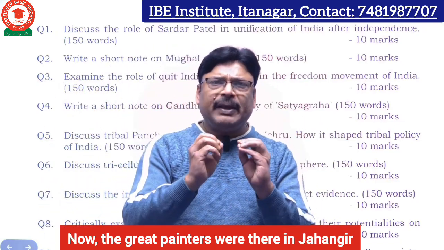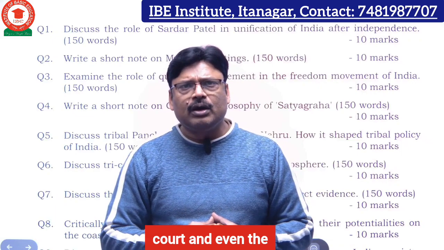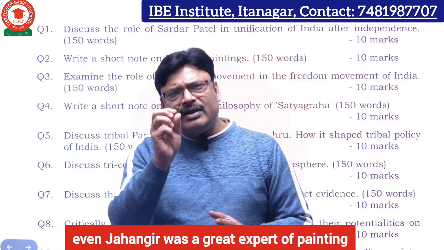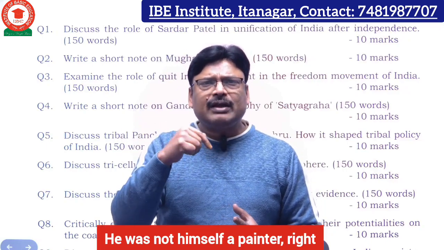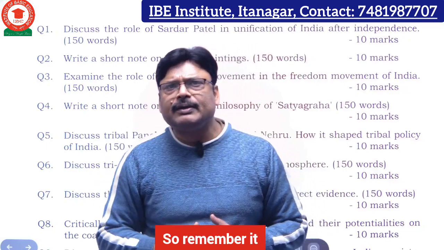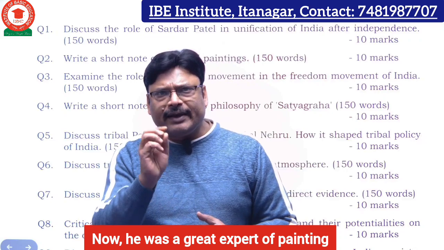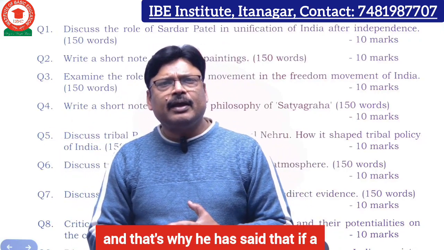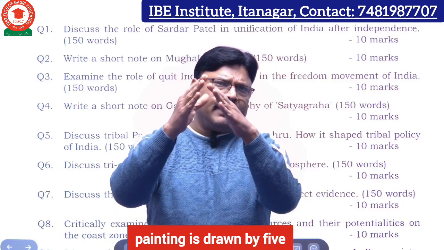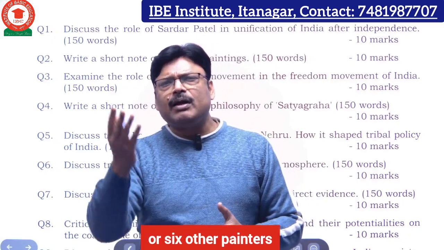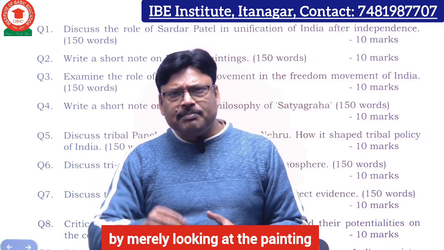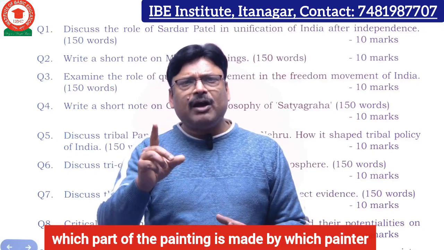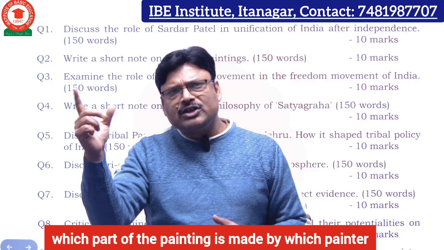Now the great painters were there in Jahangir's court, and even Jahangir was a great expert of painting. He was not himself a painter, right? So remember it. He was a great expert of painting, and that's why he said that if a painting is drawn by 5 or 6 painters, by merely looking at the painting, I could distinguish which part of the painting is made by which painter.